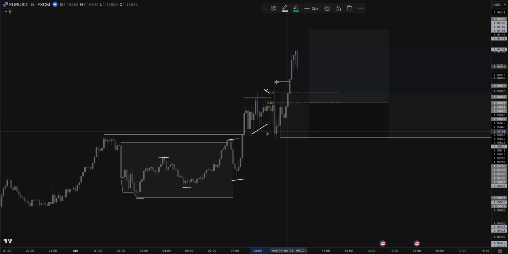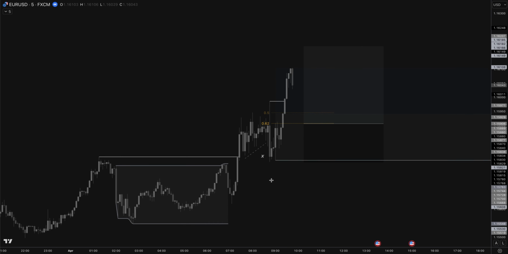The confirmation I'm waiting for is this break over here. So that confirms that indeed this sweep of liquidity is a lot stronger than that bearish sweep. So price is more likely to continue heading up higher for the day. So I've just cleaned that all up.